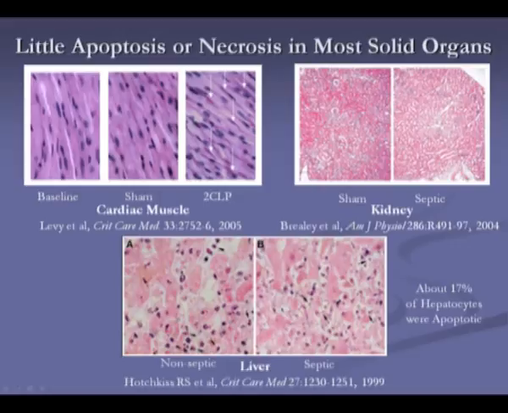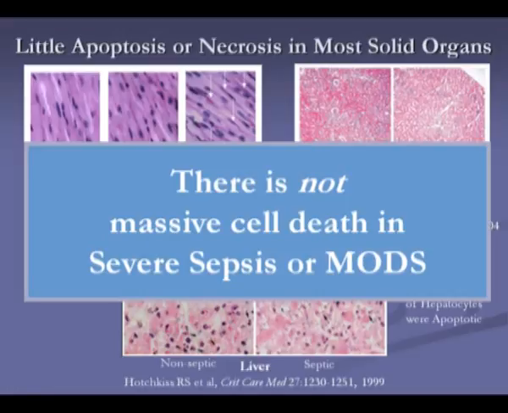So what we see here is cardiac muscle, and you can see that there's very little difference when you go from baseline to sham to 2CLP. Kidney, again, very little difference. And the final tissue down below, liver, again, some disorganization of the liver structure, but the cells themselves are more or less normal. There is some apoptosis, but it's relatively minor in the overall scheme of things. So there's not massive cell necrosis in severe sepsis or MODS.